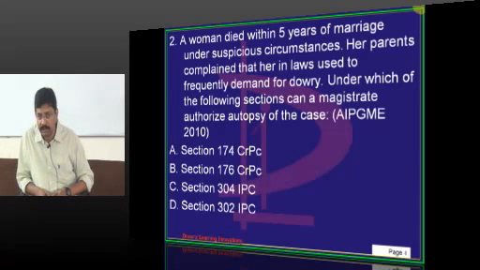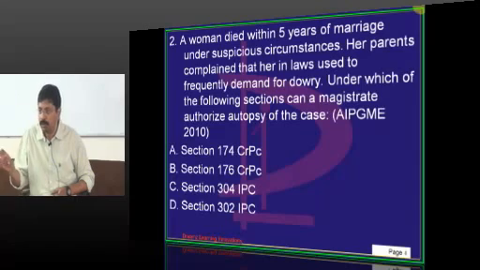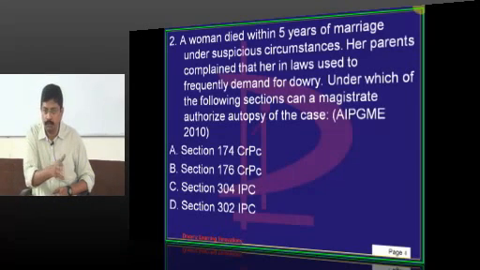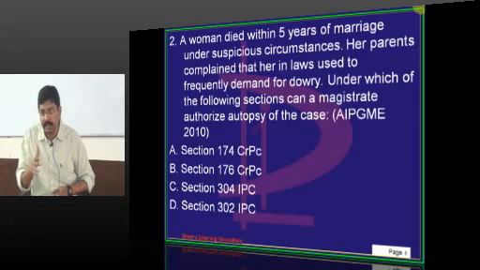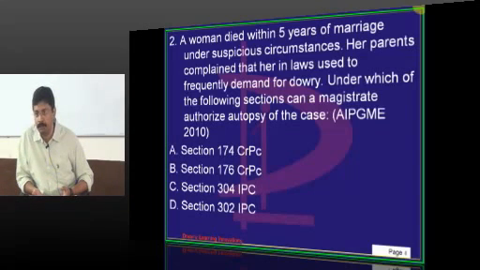Generally, examples of culpable homicide not amounting to murder are road traffic accidents. In road traffic accidents, there is no intention on the person's part to kill that particular person. It has happened accidentally, but it is a homicide. Homicide is nothing but killing another person.